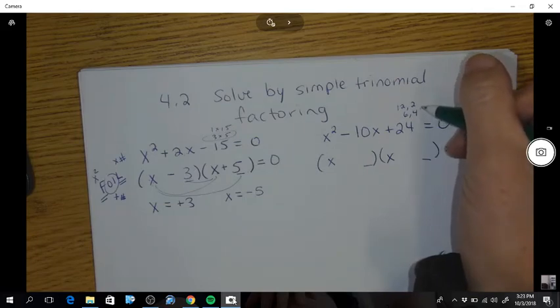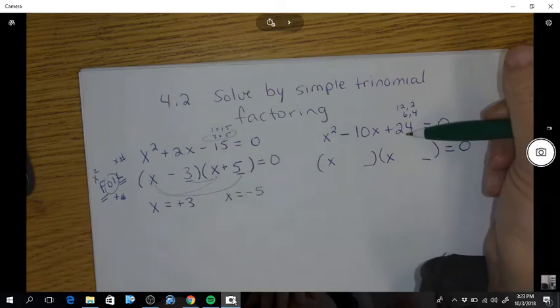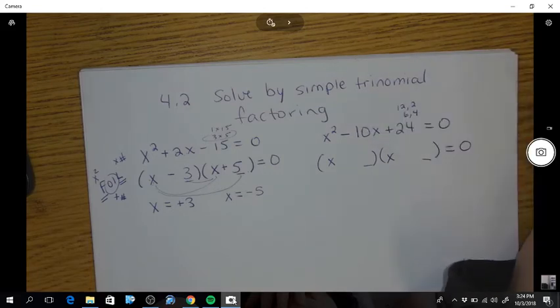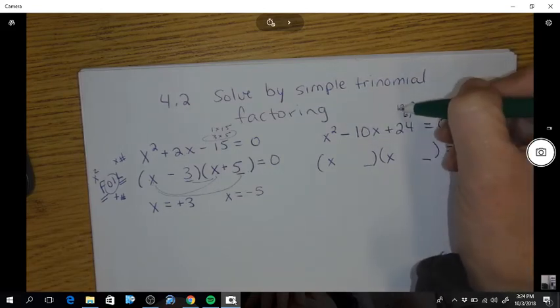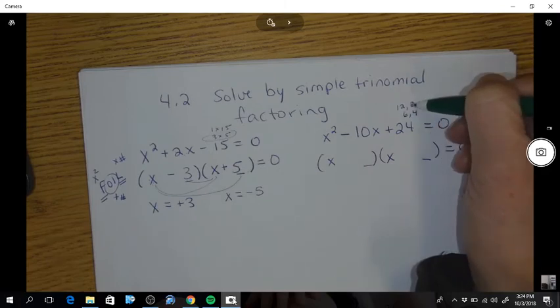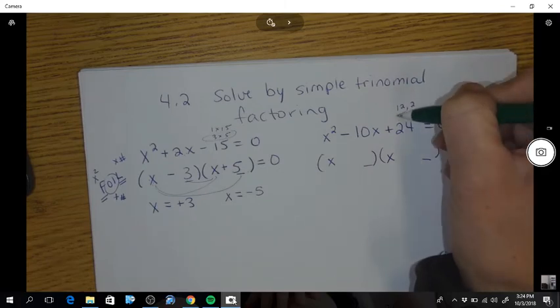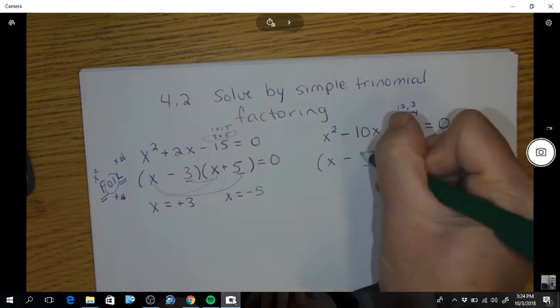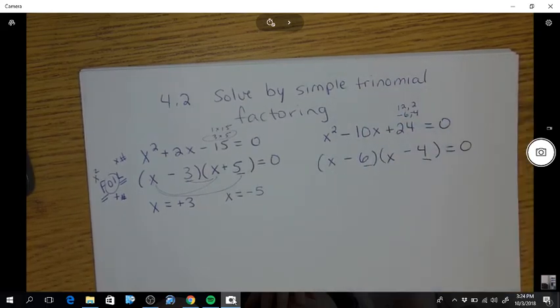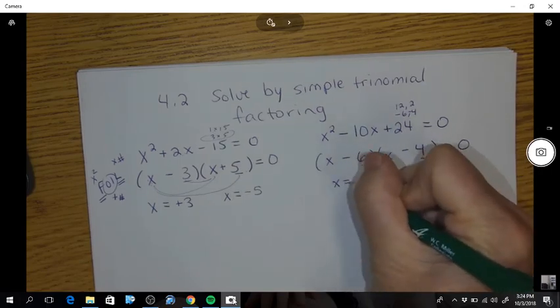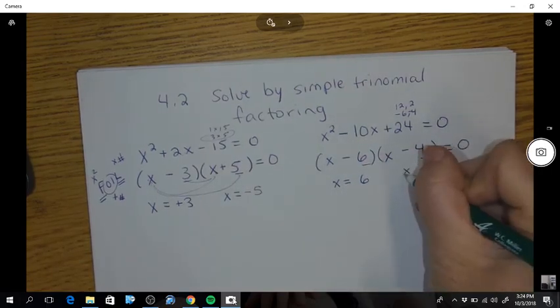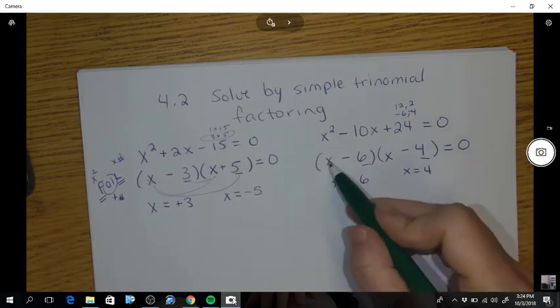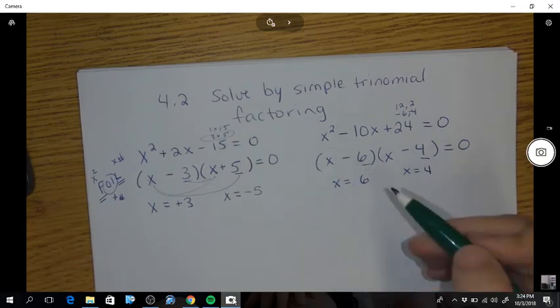Okay, but this is positive 24. So that means both have to be negative or both positive. Since I'm getting a negative 10, I'm thinking negative. So if I had those both negative, it would be 14 negatives. If those were both negative, that would work. So my final solutions for x would be a positive 6 and a positive 4, because those would be the x values to plug in to make that equal 0.